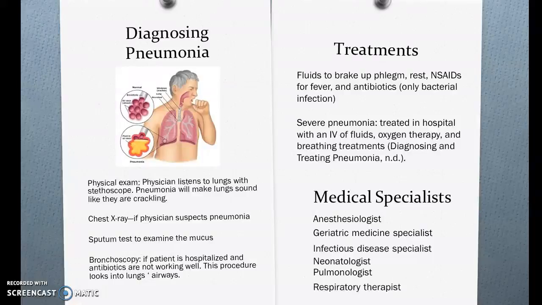Some different medical specialists, which depend on the age of the patient, are an anesthesiologist, a geriatric medicine specialist, an infectious disease specialist, a neonatologist, a pulmonologist, and a respiratory therapist.